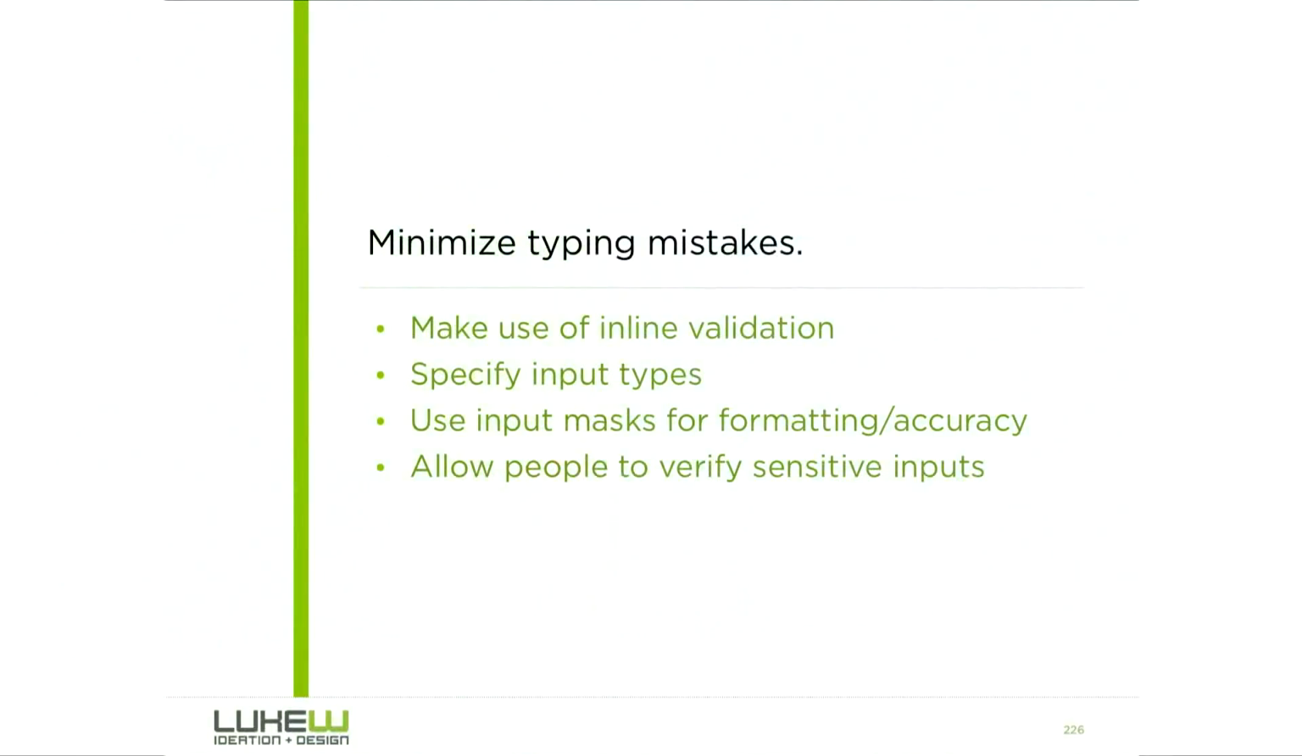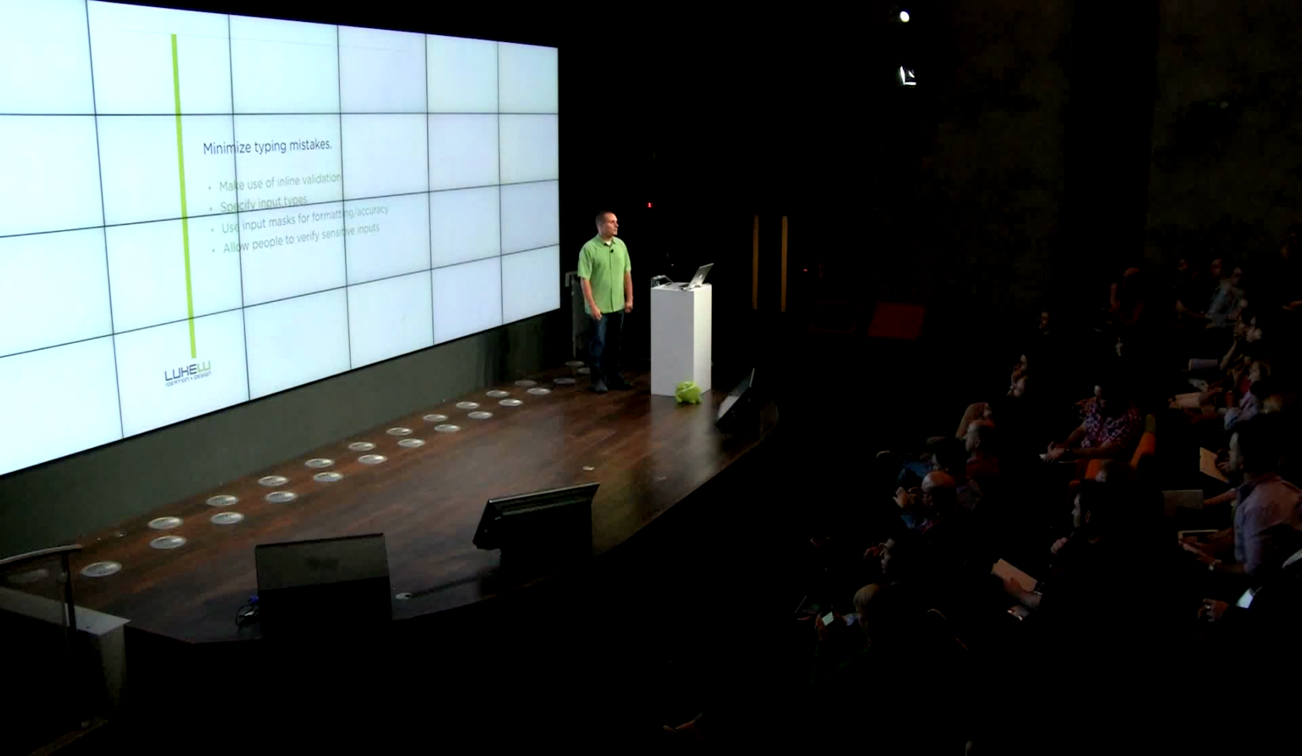So, minimize typing mistakes. Make use of inline validation, input types, input attributes, input masks, and for inputs that really matter, I talked about email as an example, I talked about password as an example, let people verify it. Whether it's some of those dialogue solutions I showed you, or actually allowing people to see their password as they're inputting it. Most input errors happen because people can't see what they typed. It's this tiny little text inside of an input field. So we can allow people to verify sensitive inputs. Now we've got a couple things working for us, right? We have a few of these techniques. And let's keep jumping into the next set of things.